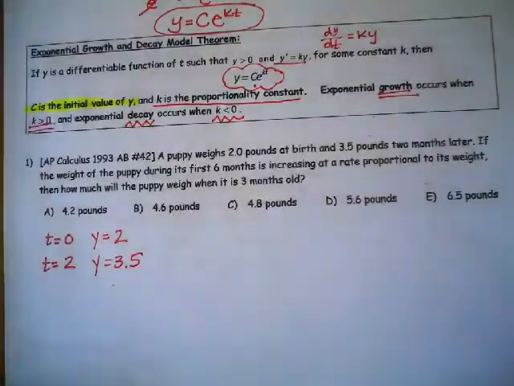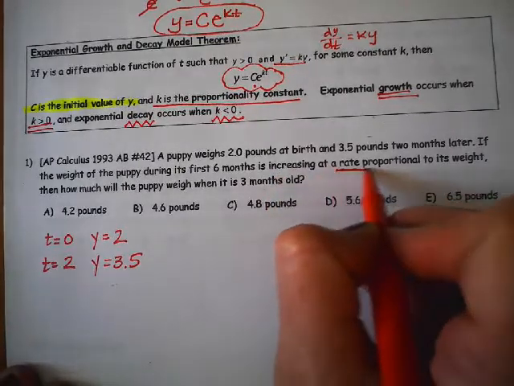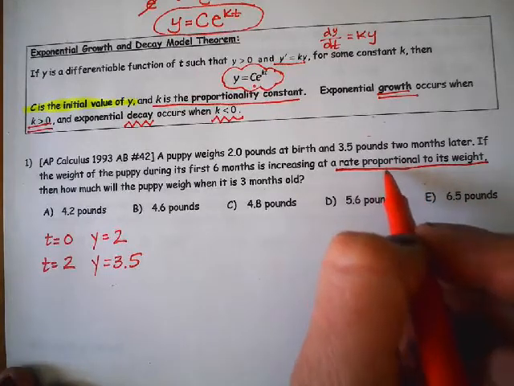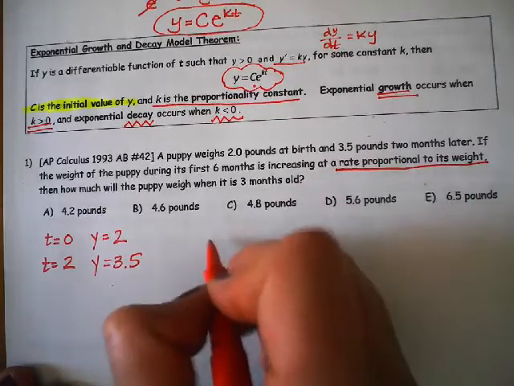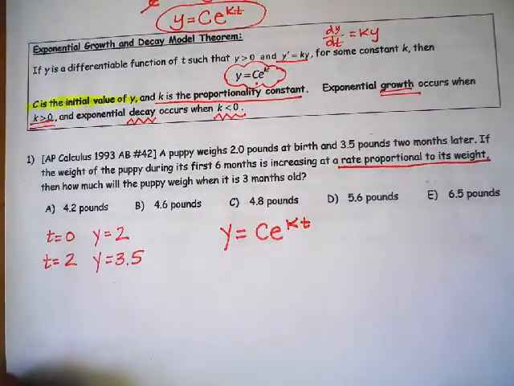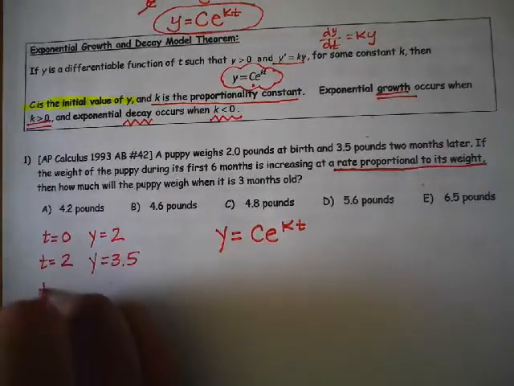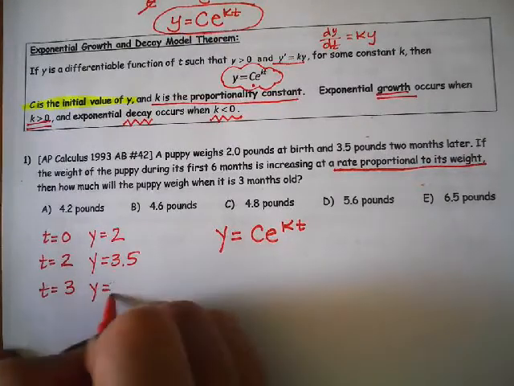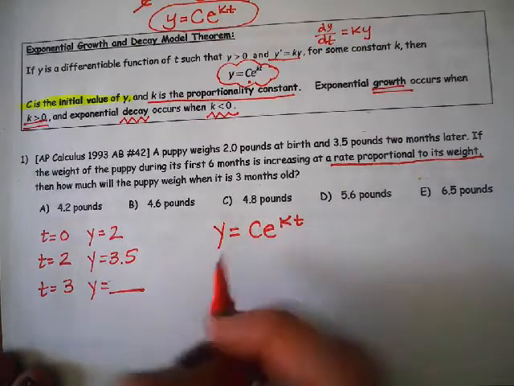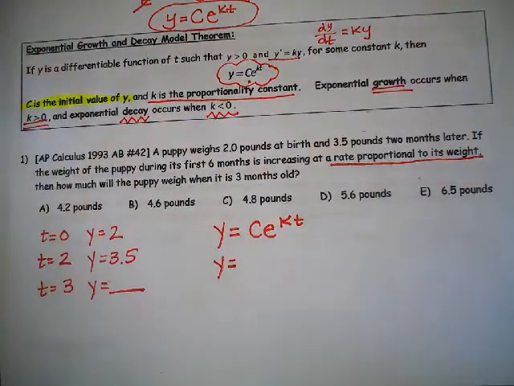If the weight of the puppy during the first 6 months is increasing at a rate proportional to its weight, whenever it talks about that rate, that means that I'm allowed to use y equals ce to the kt. That's going to be the equation I'm going to use as I go through this. Then how much will the puppy weigh when it is 3 months old? So at time is 3, how much will this puppy weigh? So let's go into this equation and start plugging in things that we know. y equals. C stands for that initial value. Remember, C was the initial value.